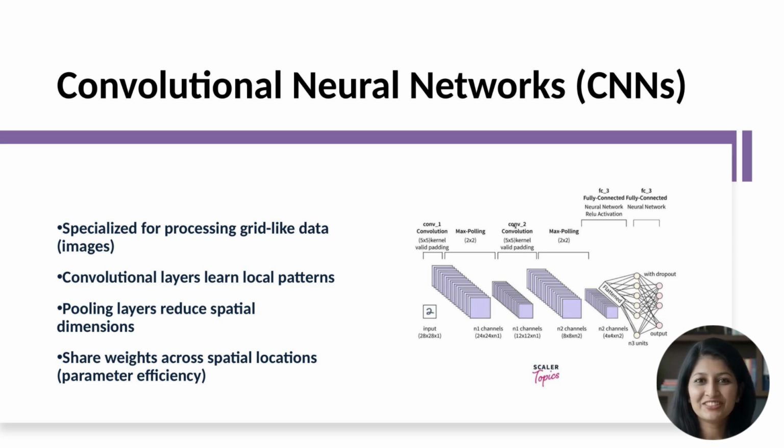Pooling layers reduce spatial dimensions while retaining important information. Max pooling takes the maximum value in each region, keeping the strongest activations. This provides some translation invariance and reduces computation. As you go deeper, spatial dimensions shrink, but the number of channels increases.